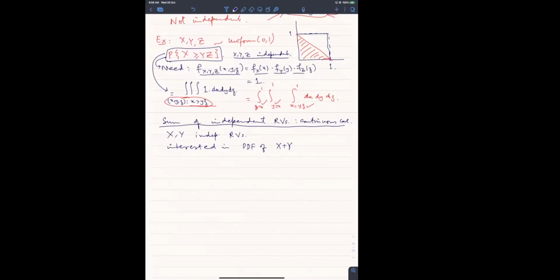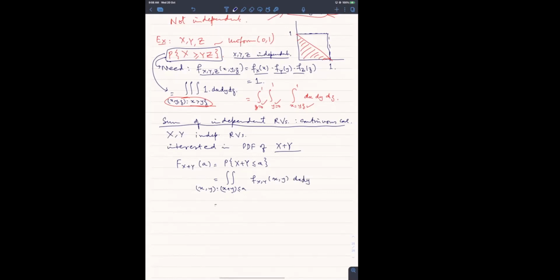So first of all, कैसे इसका PDF फाइंड करेंगे? वो हमने जो पहले स्टैंडर्ड प्रोसेस लिया था. First find the CDF. CDF of x plus y evaluated at a is the probability x plus y is less than equal to a. So this is equal to the double integral over x, y such that x plus y is less than equal to a, of the joint PDF of x and y, dx dy.